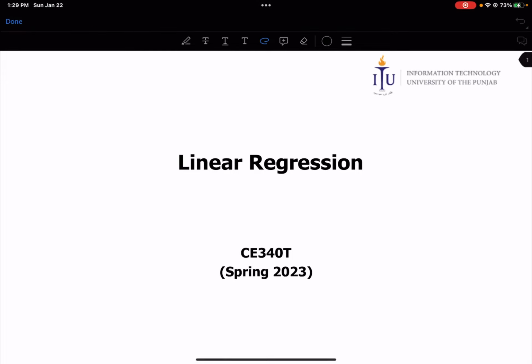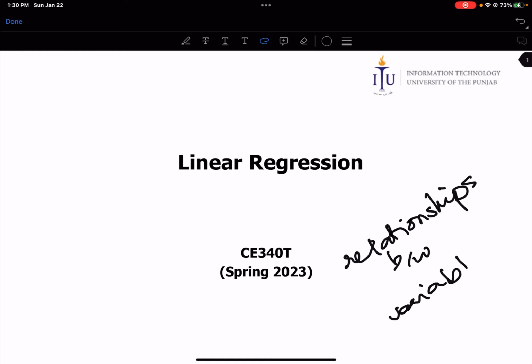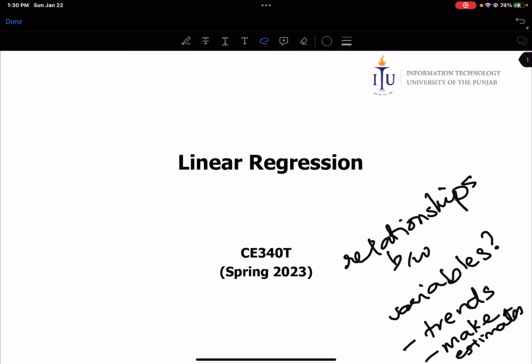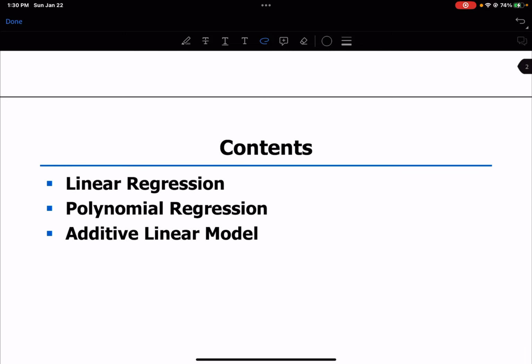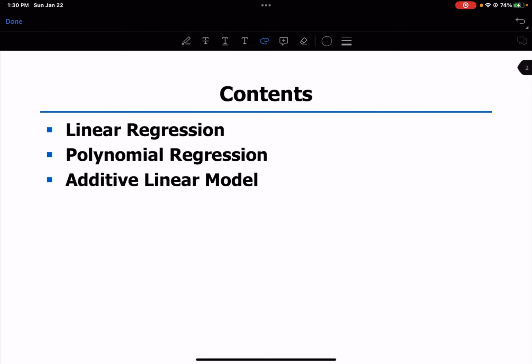Welcome to the second lecture for the course of machine learning, and the topic that we are going to cover today is linear regression. So linear regression, as I mentioned earlier, is a method to determine the relationship between variables, and then we use the relationship between the variables to evaluate the trends in the data, and based on that we make the estimates or forecast on unobserved examples. So the contents for today's presentation will be linear regression, polynomial regression, and additive linear models.